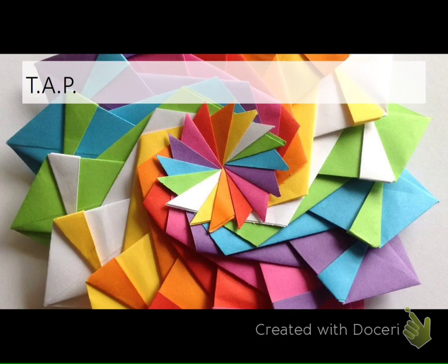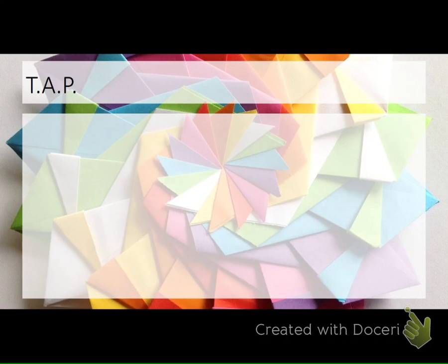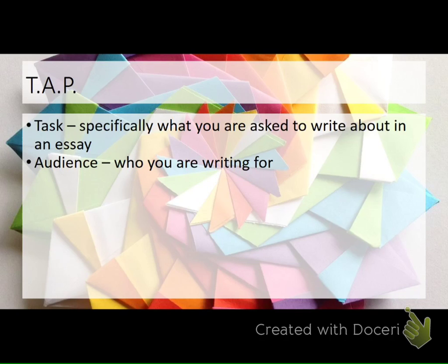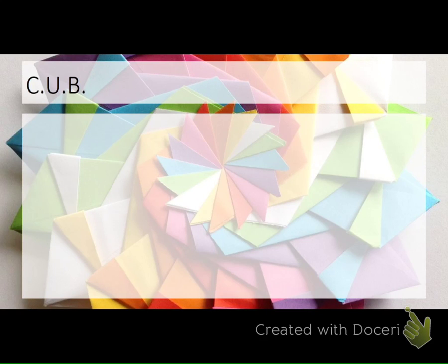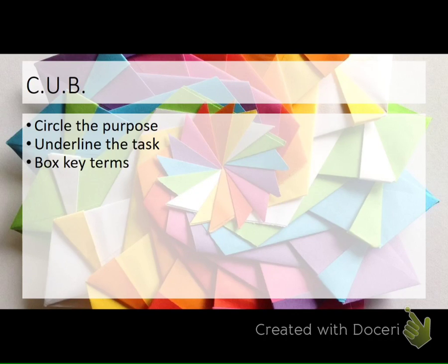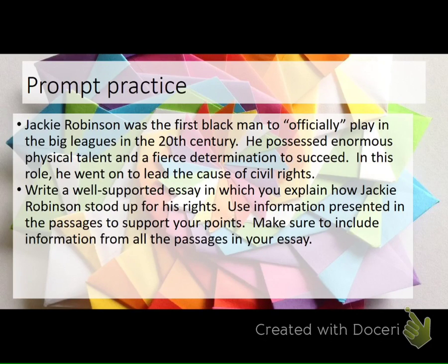So TAP is obviously task, audience, and purpose. Okay, those definitions are right here. Easy to be able to find. CUB's easy enough as well. You all know the basics of it. Circle, underline, and box. However, pay close attention to what you're circling, underlining, and boxing. Okay? That's what's going to get you a little bit further than just what circle, underline, and box mean.